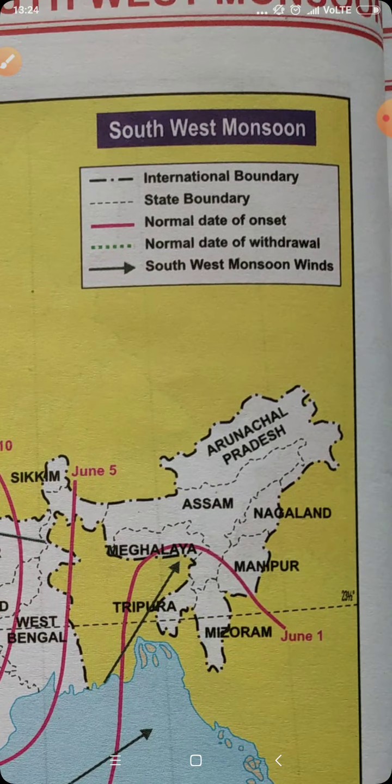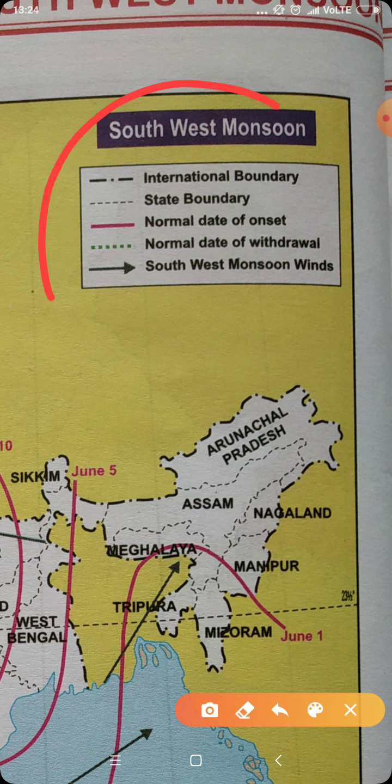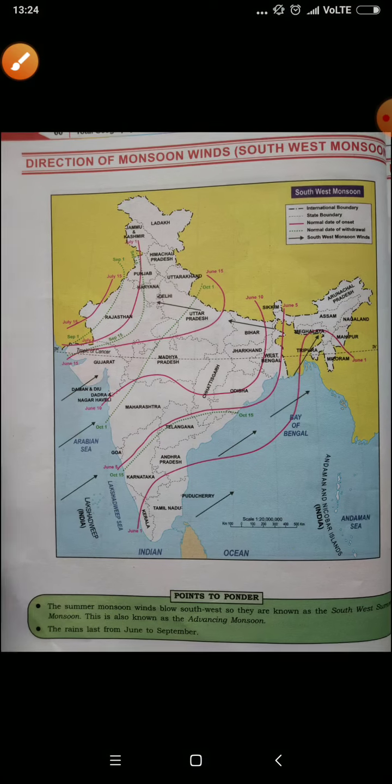One more thing you have to focus on: as they are making the keys, you also have to show one box which is showing international boundary, state boundary, normal date of onset, and normal date of withdrawal of the southwest monsoon winds. All this you have to make and submit when school reopens.